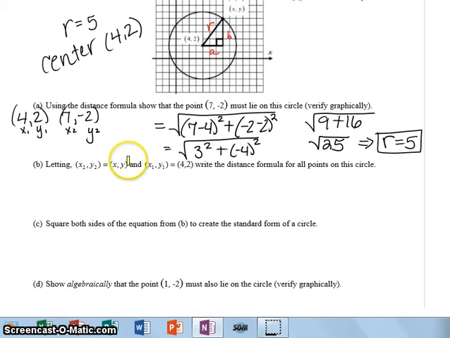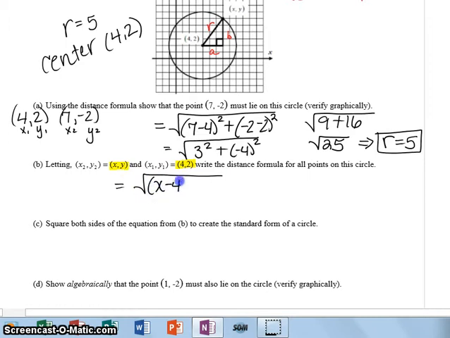Now they're saying use the point x, y and 4, 2. So, ready, square root: it's x minus 4 squared plus y minus 2 squared. Square both sides, and that would be equal to what the radius is. Actually, I'll put the r on this side. If I square both sides, the right side's pretty easy. It just becomes r squared.